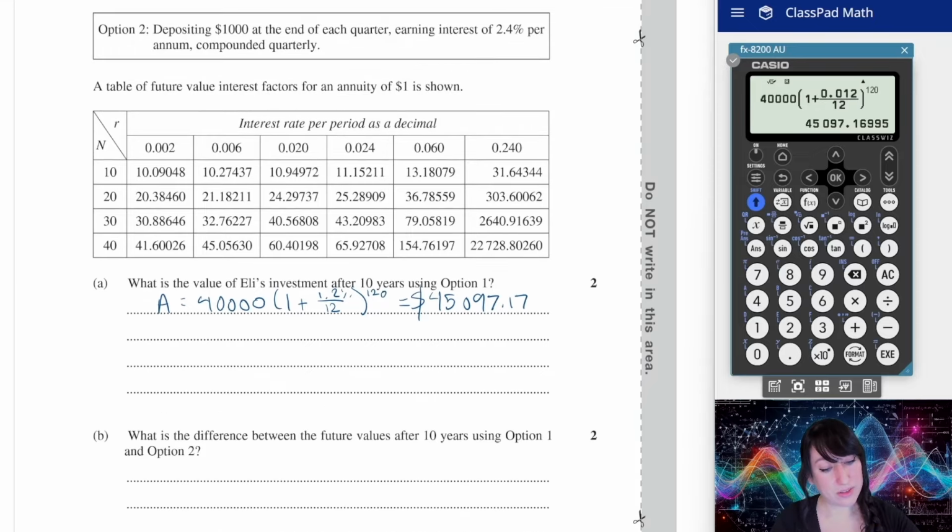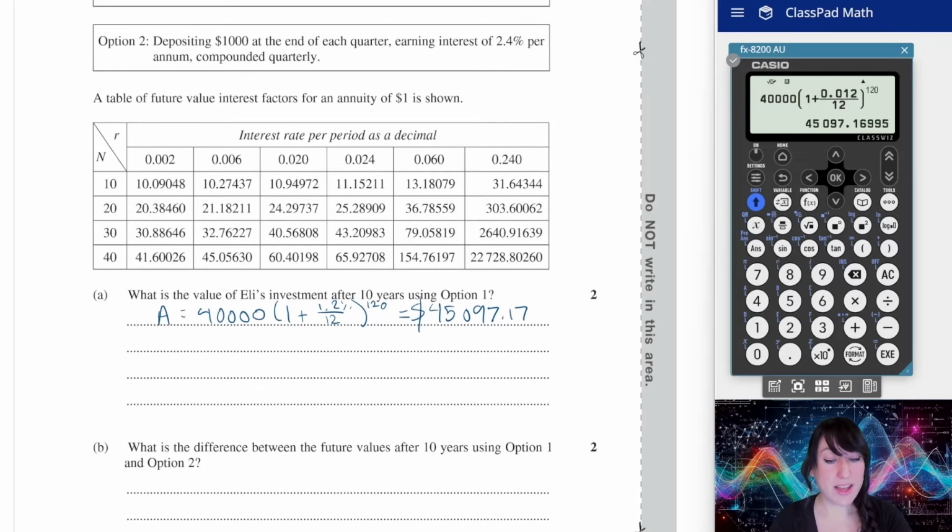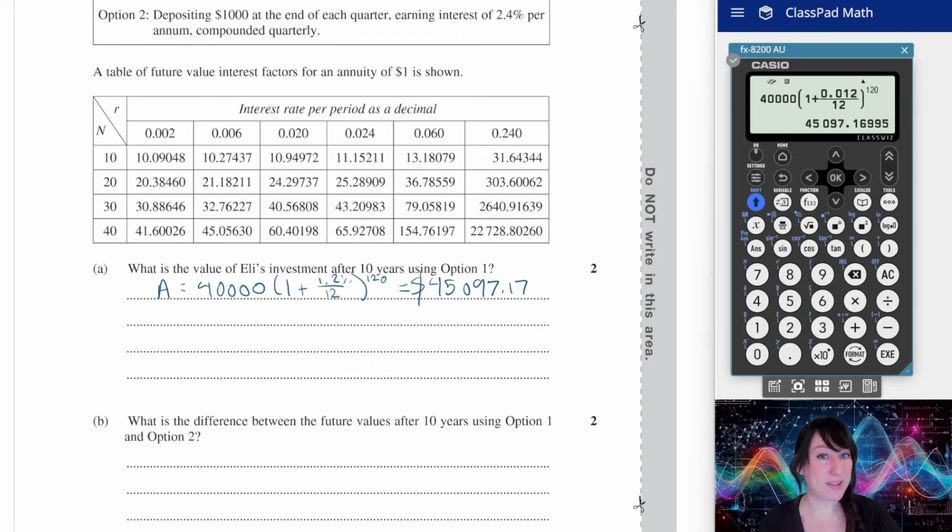So option 2 is an annuity, and we know that because we're depositing $1,000 at the end of each quarter. So it's not a lump sum investment, it's regular deposits over a period of time. And we'll use the table to work out the annuity, and we won't need to use a sequence to work it out. So when using a table, the future value is equal to the contribution per period, which we often use A, times the number in the table.